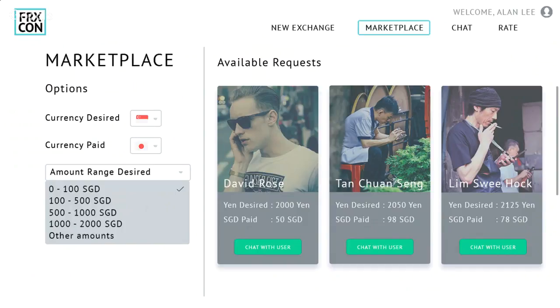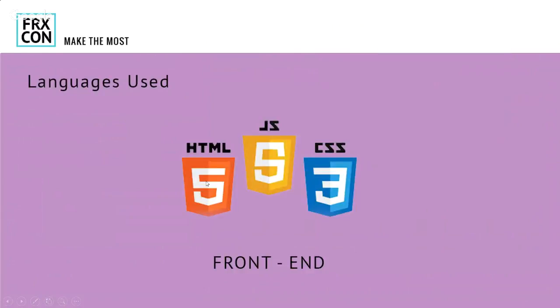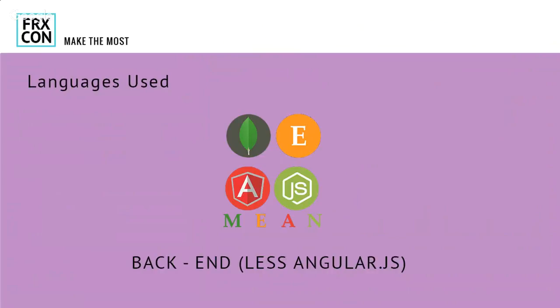Future developments will come in the coming 2 months as we work out features such as the chat, the rate, and also future extensions. So what technologies will we be using for our web application? We will be using mainly JavaScript, HTML, and CSS for the front end. And for the back end, we will be using the MEAN stack, which is MongoDB, Express, Node.js. However, we will not be touching on AngularJS in our project.